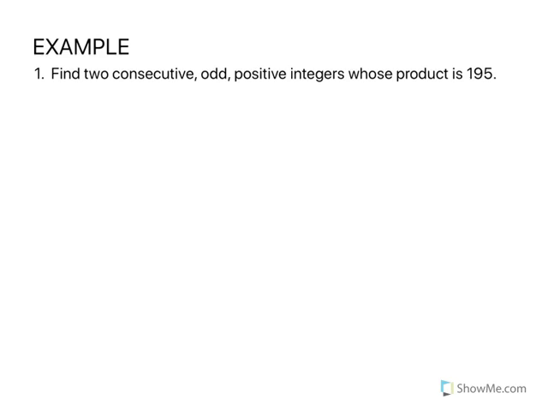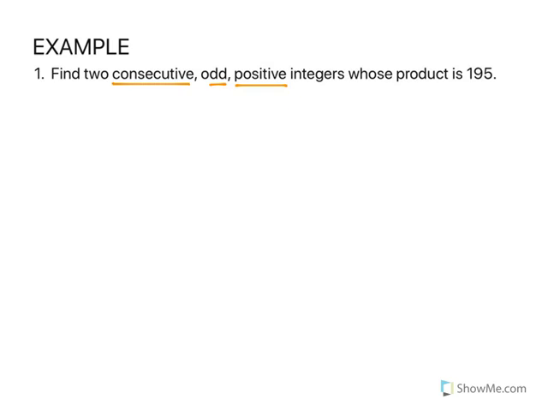The first example we're going to cover: find two consecutive odd positive integers whose product is 195. One of the things we need to look at is the key words in this word problem. I'm going to underline the keywords in yellow. We have consecutive, odd, and positive. These are going to tell us what kind of numbers we should be getting as the final answer, so we want to keep that in mind.